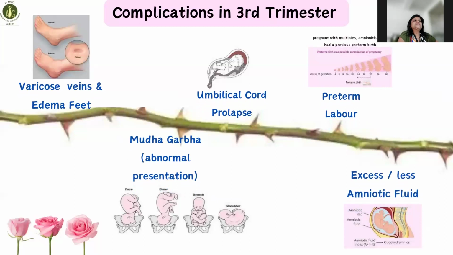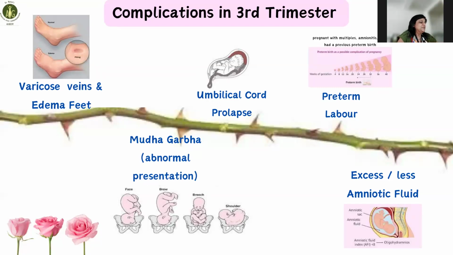Next, moving on to third trimester complications. Complications like varicose veins, edema of the feet, and Mula Garbha, that is abnormal presentation. It could be that the baby is positioned incorrectly, the way it should be presented is not happening. It could be the breech position, the shoulder position, face or brow, different abnormal presentations happen.